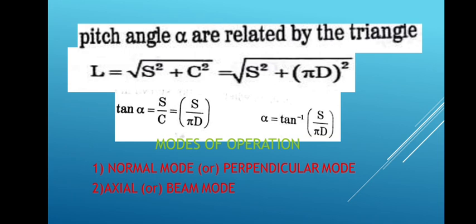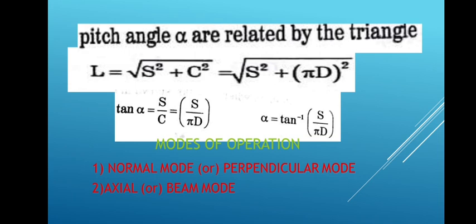Coming to this, the pitch angle alpha is related to the triangle. Already we observed that in the previous slides. So L is equal to the square root of S squared plus C squared, which is equal to S squared plus (pi d) whole squared. Therefore tan alpha is equal to S by C, which is equal to S by pi d, and alpha equals tan inverse of S by pi d, where S is the spacing between the turns and pi d is the circumference of the wire. So therefore basically this is the pitch angle.